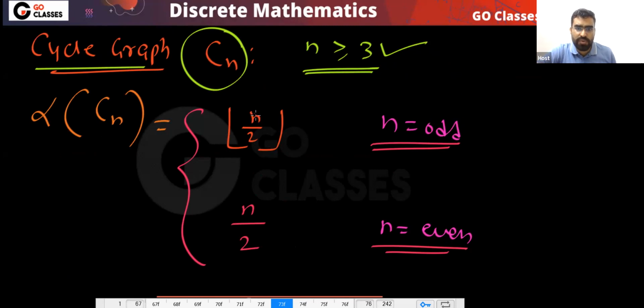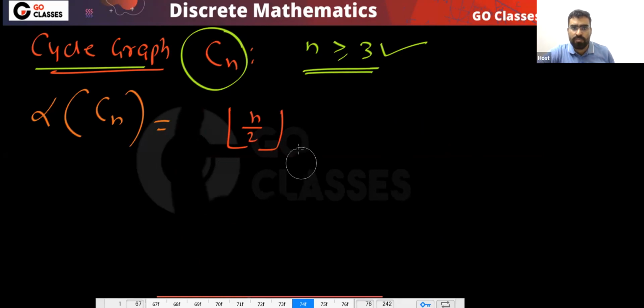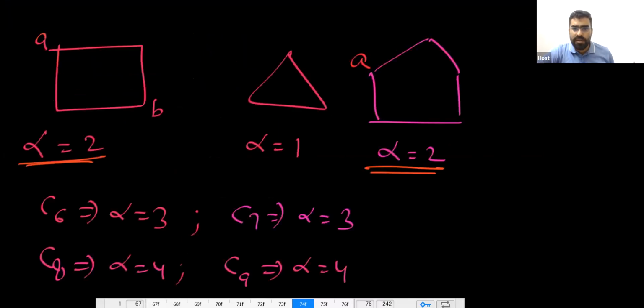Now when n equals 3, your answer will be 1. If you put n equal to 3, what will you get? You will get 1. So this is the answer. You can combine these two. Actually, you don't have to do this. You can directly say the answer will be floor of n by 2. Whatever graph you have, just directly write floor of n by 2. Okay, very simple. Now let's see the next one.